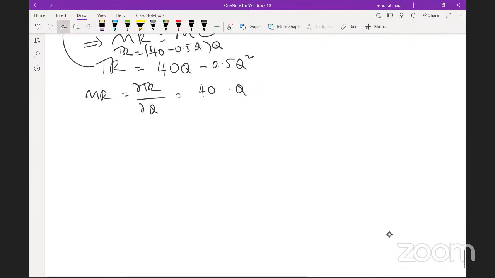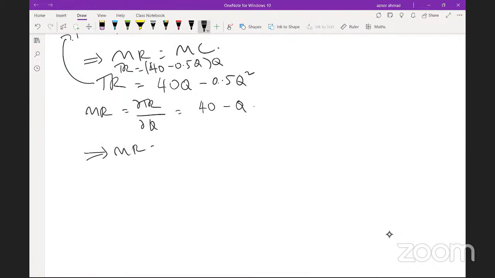And equate your marginal revenue equals to marginal cost. 40 minus Q equivalent to 10.